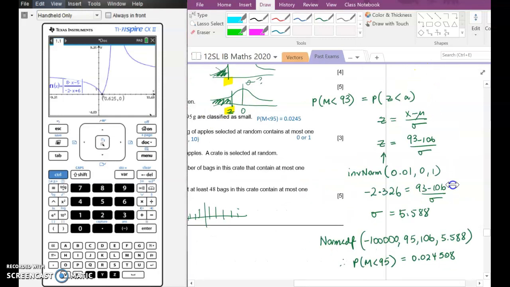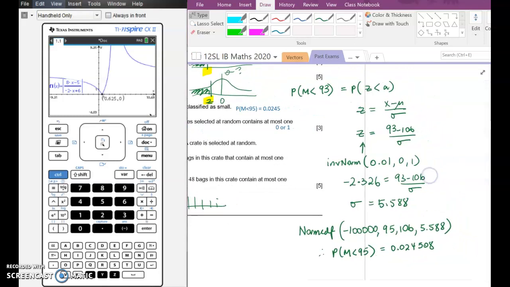Then to answer the rest of the questions, you actually need to find the standard deviation, and you obtain that by using inverse normal and your z-score. So the worked solution is there. You can pause it to have a look.